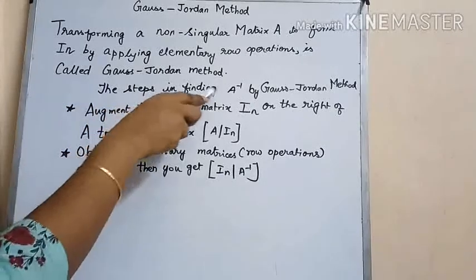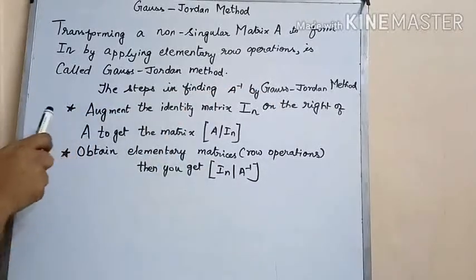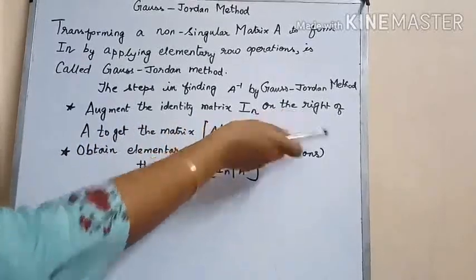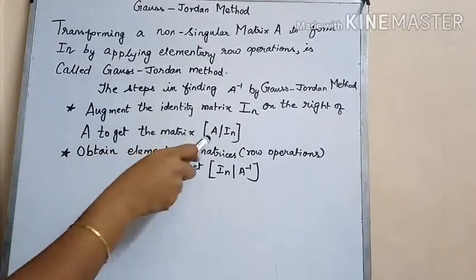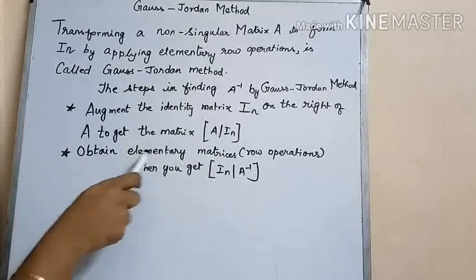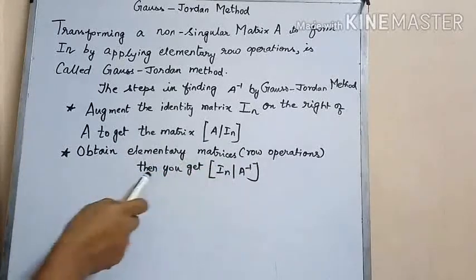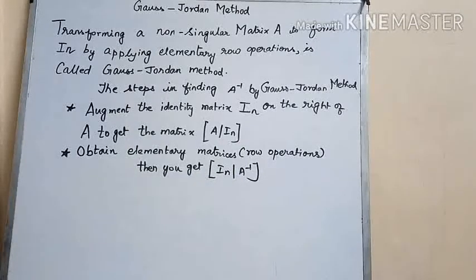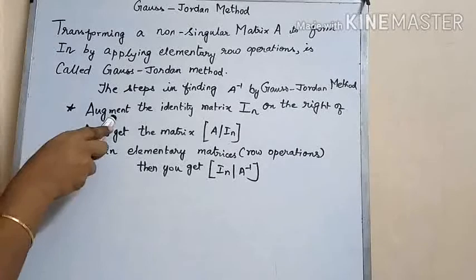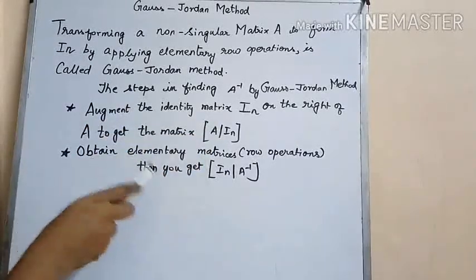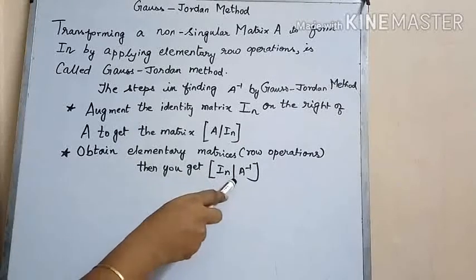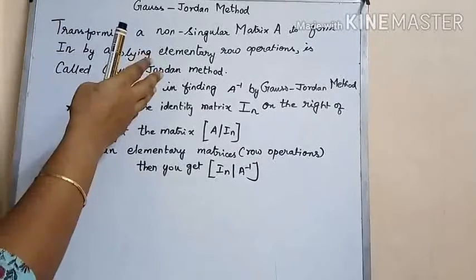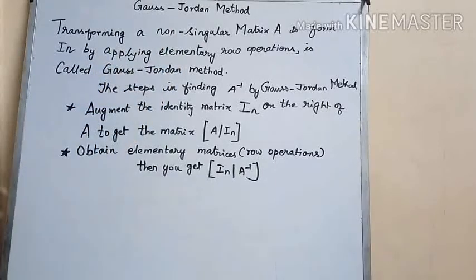Here, the steps in finding A inverse by the Gauss-Jordan method are: the first step is to augment the identity matrix I_n on the right of A to get the matrix A | I_n. Obtain elementary matrices by row operations, then you get I_n | A inverse. So the first thing you have to do is augment the matrix with I_n and do the row operations to find I_n | A inverse. So let us discuss this method of finding A inverse of a matrix A with an example.